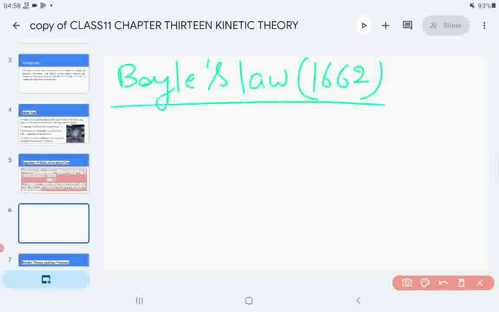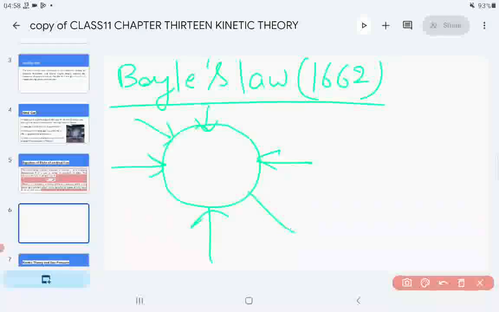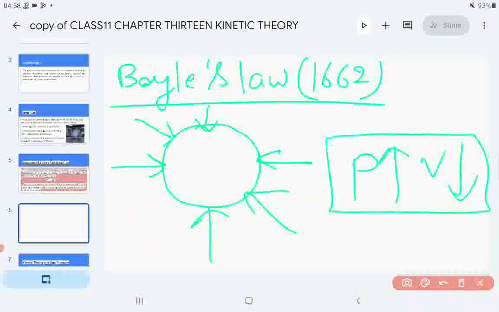He gave a law that if you squeeze a gas, then the volume decreases. If you take a container and fill it with gas, and if you try to squeeze it, what happens? The volume will decrease. Means if you increase the pressure, the volume decreases. This is Boyle's law. Or you can say pressure is inversely proportional to volume. It implies PV equals constant.